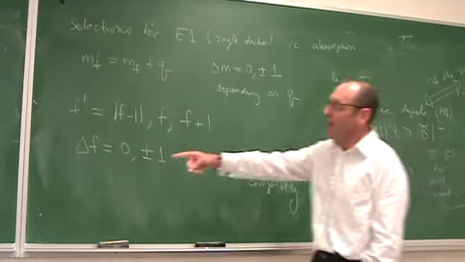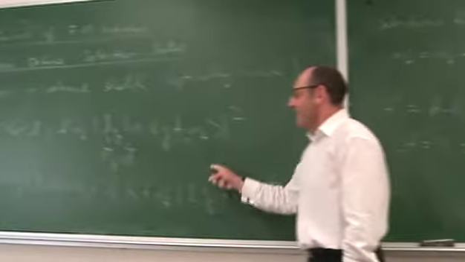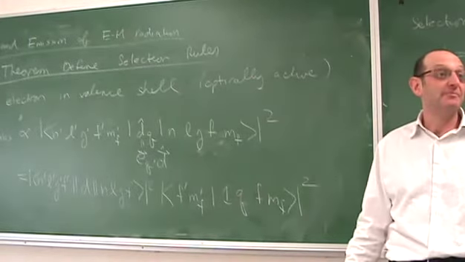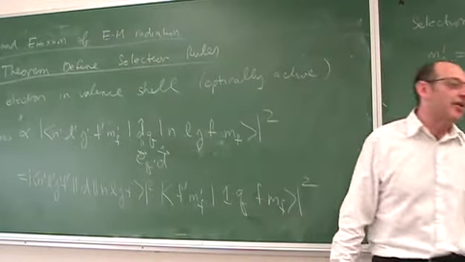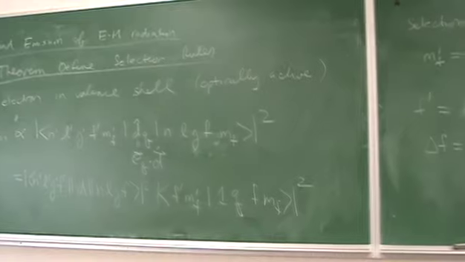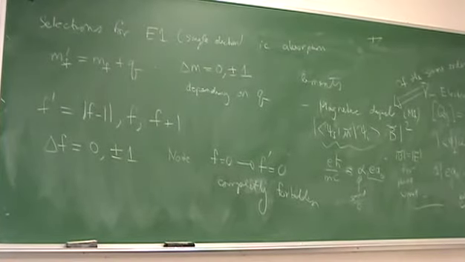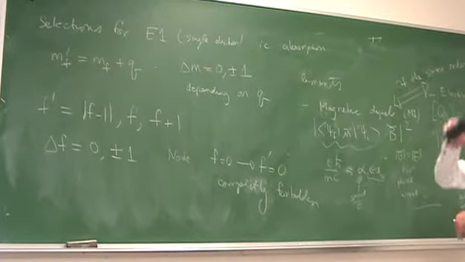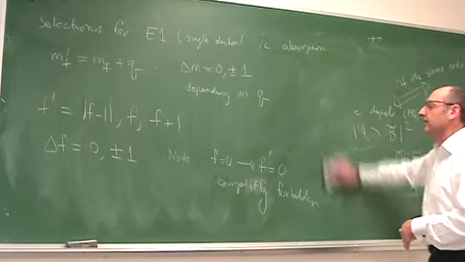Because there's no way, if F were 0, I can't add 1 unit of angular momentum and get back 0. That's just impossible. In this case it doesn't really matter because F will never be 0 in a 1 electron atom. Oh, well, that's not true, because I can have a nuclear state. Never mind. That's still important.